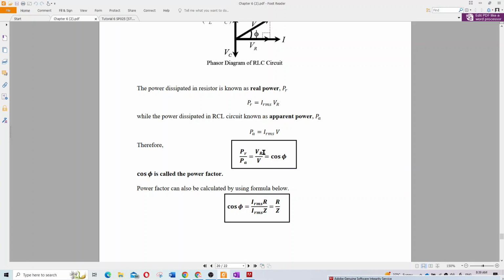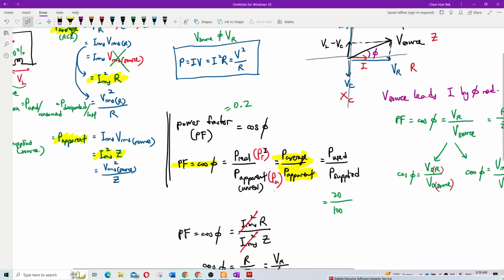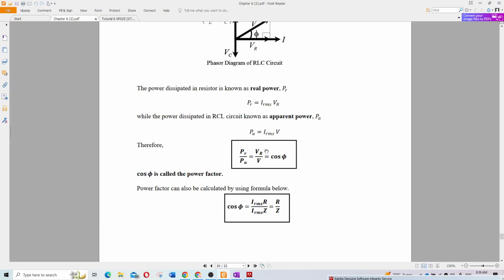VR over V. VR is the voltage across the resistor. V is V source. If I don't write anything, this is V source. V source is I RMS Z. Class, V is actually V source. If nothing is mentioned, it means V source.